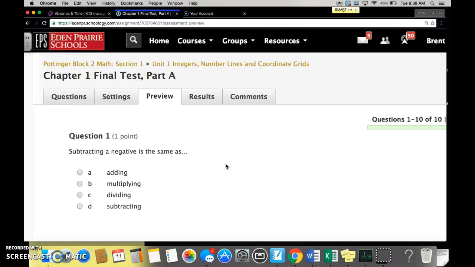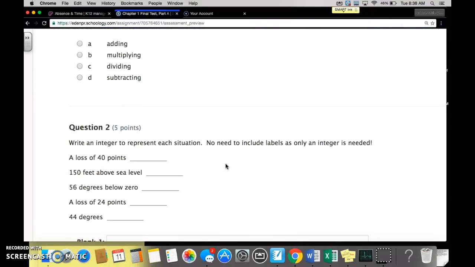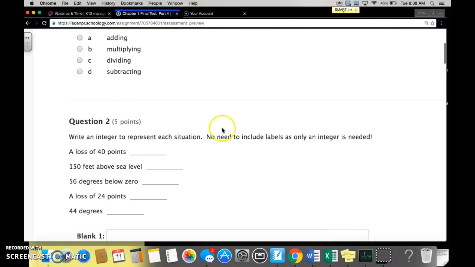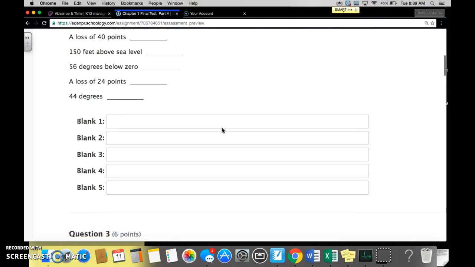It should make sense when you get to it. Number one is a multiple choice, self-explanatory. Number two says write an integer to represent each situation. Do not use labels, so you do not need to use points or feet or anything else. All I want is the integer. So this is one of those rare situations in which I'm telling you not to use labels. So please, only the integer.